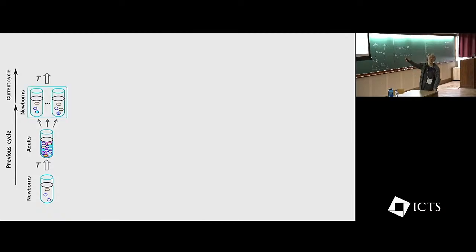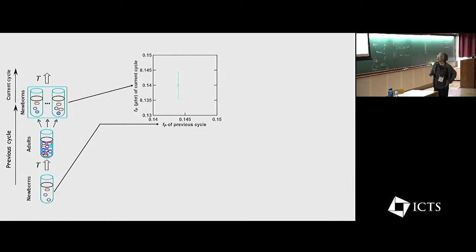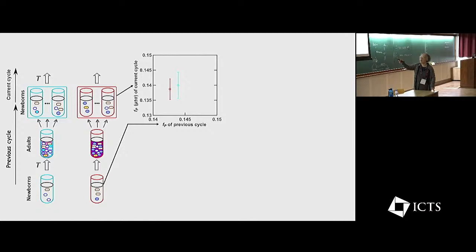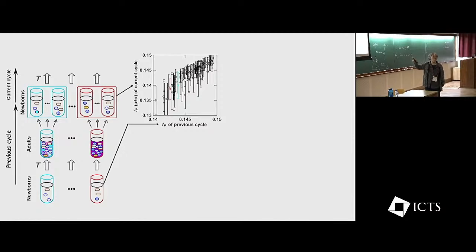Okay, so let's see the parent cycle: you have newborns, and then you go to adults and you produce newborns. And then you can ask, how does the heritability of these two determinants, as I call them, behave? So we look at the cost of the parent cycle and the cost of the offspring cycle. And we do this again with a different lineage, different color. And we see this very strong correlation. So is this a high or low heritability?